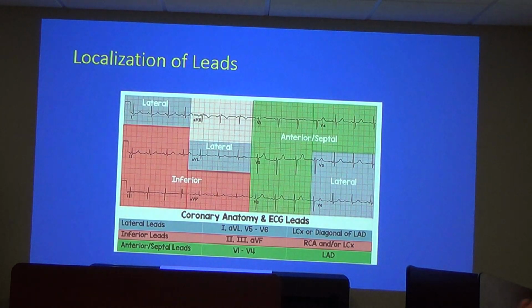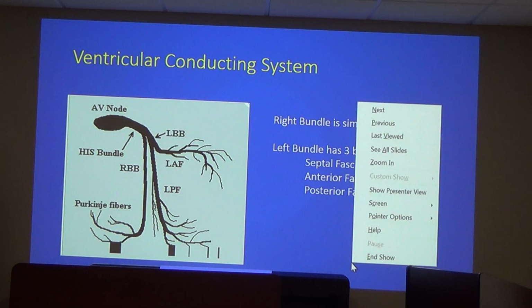This one was a big winner last time, so I thought I'd throw it in there again. This time it's the localization of the leads, the general areas that things work in. The interesting thing about bundle branch blocks is that with all of these leads that are out there, you're mostly interested in leads V1 and V6. That tells you what you're looking for. I did put the next one in.